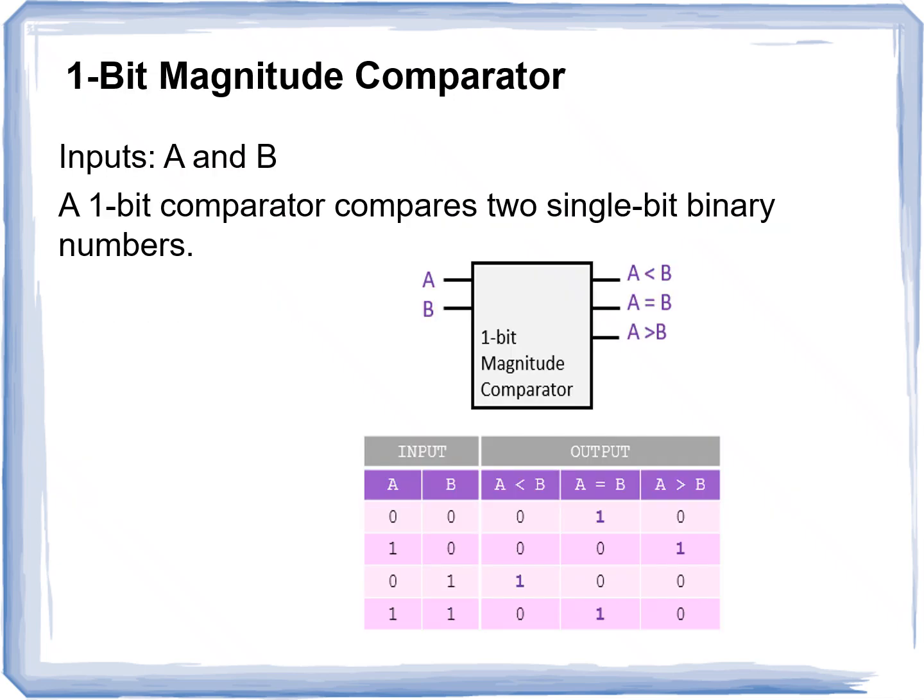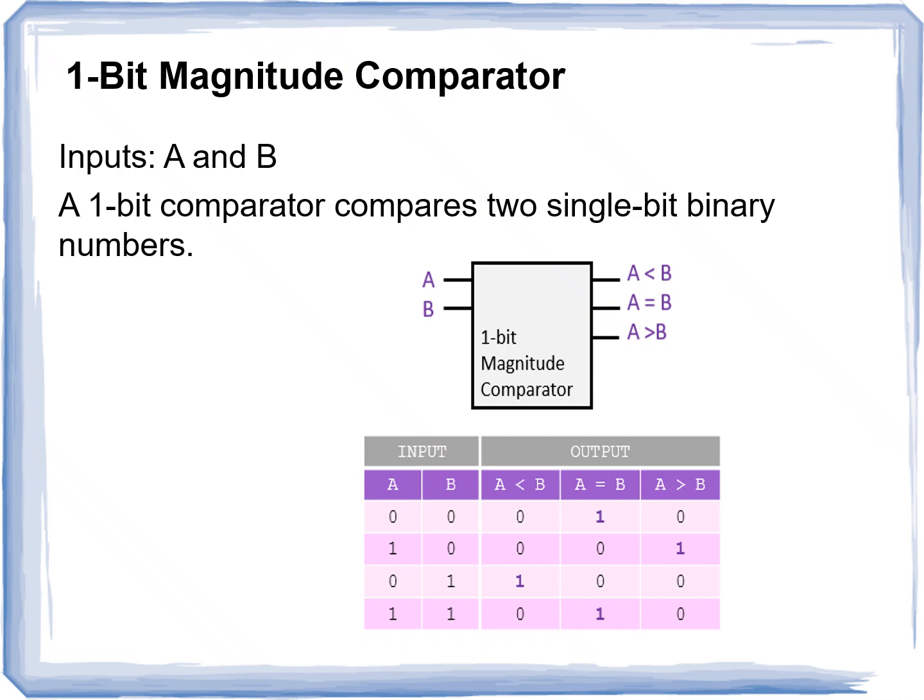Here, there are two types of magnitude comparator. First one is the 1-bit magnitude comparator, then the 2-bit magnitude comparator. In the 1-bit magnitude comparator, it compares two single-bit binary values. For example, it compares the values of A and B. So, based on the values of A and B, it selects the output as A less than B, A equal to B, or A greater than B.